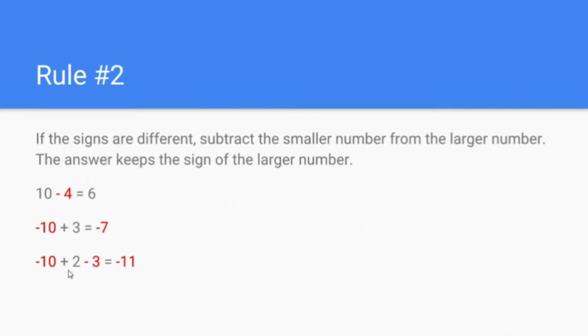Now we have to deal with the positive 2. We have a negative 13 and a positive 2, so we're going to subtract those two numbers. Our final answer is going to be a negative 11 because the negative 13 was the larger number and had the negative sign.